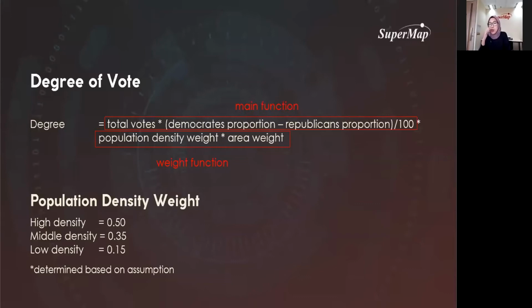And after this, we will assign a weight for each category of the population density. For the low density, we will put 0.15 as the density weight because, as you know, low density means that there are only a few people in the units, then middle density is 0.35 and high density is 0.5. This means the higher the density, the higher the contribution of that population to the degree of vote. Something like that.